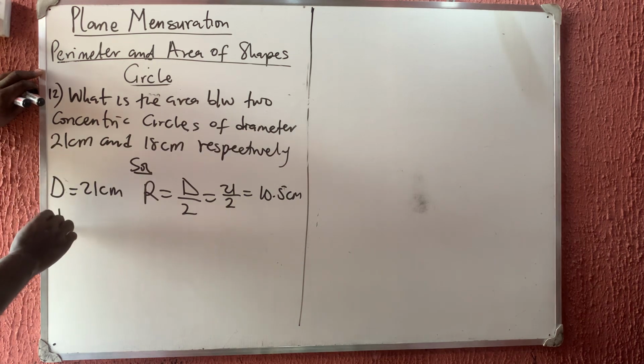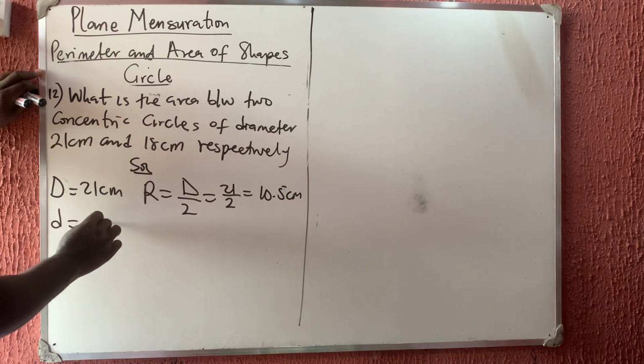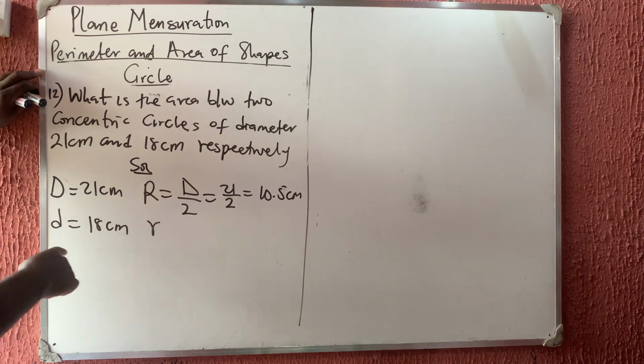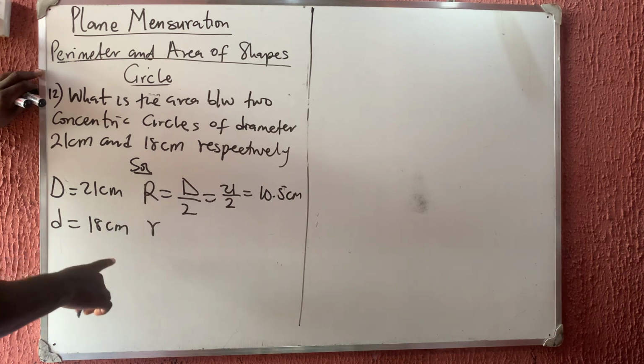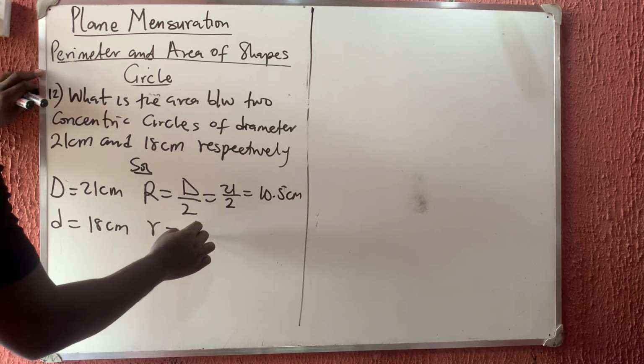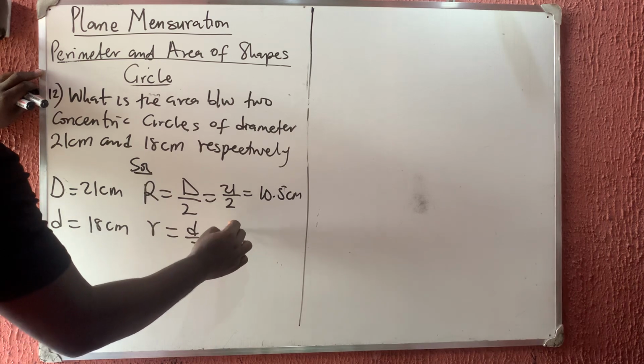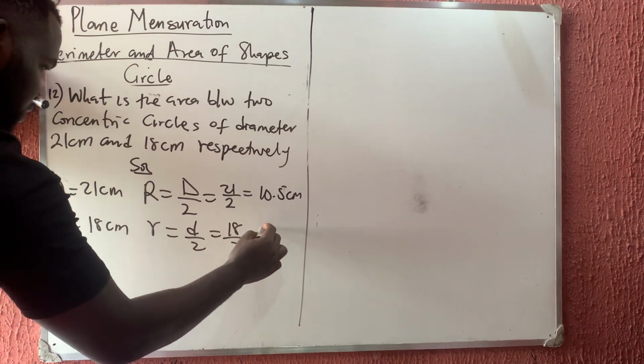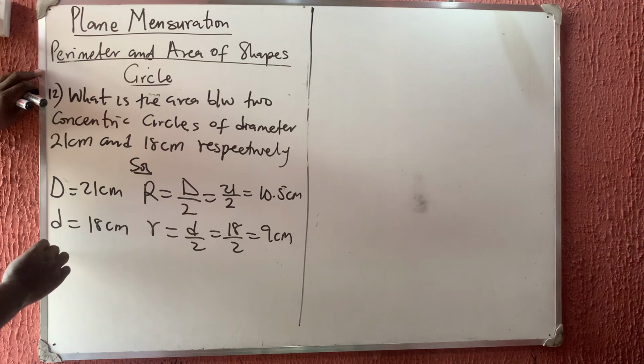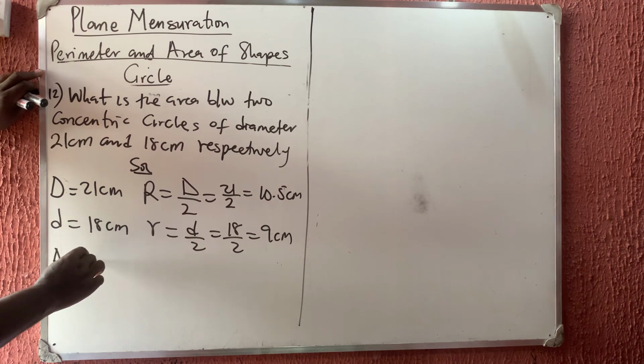So the diameter of the small one is 18 cm. So the radius of the small one should be what? The diameter divided by 2, which is 18 divided by 2, which is 9 cm. Aha. So the area now, sorry, the area of what?